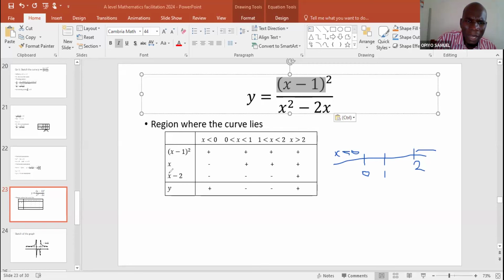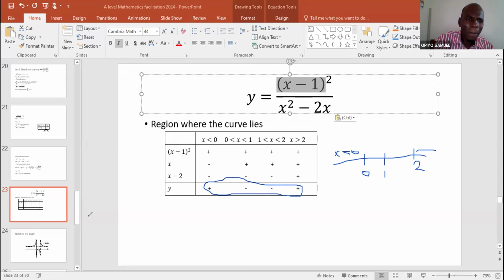Then you pick another value and put it here. Any value less than 0, when you put it here, you get negative. Here also negative. Here still negative. Then here is positive. Then we have this one divided by the product of this. So positive over negative times negative, we get positive. You do the same for all of this. So this tells you where the curve lies.